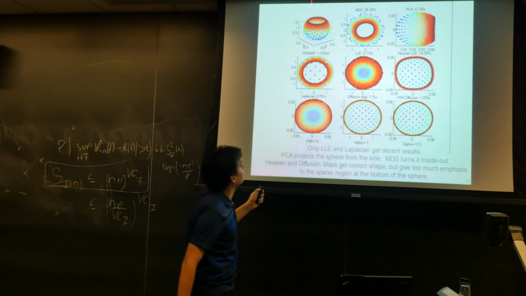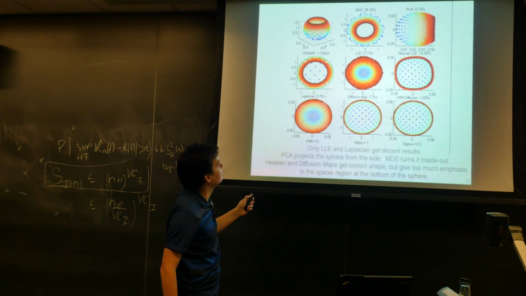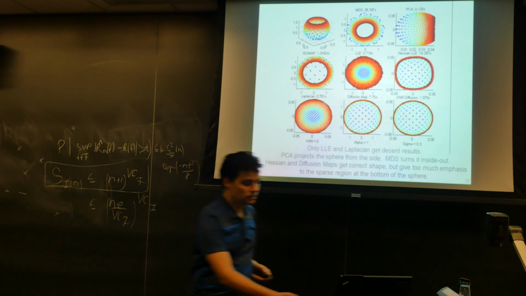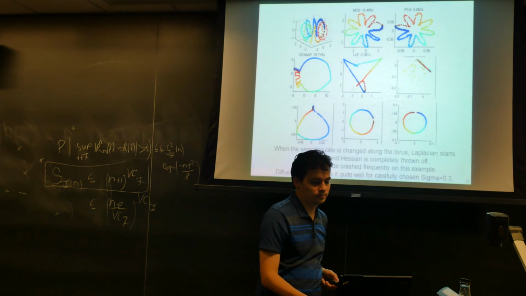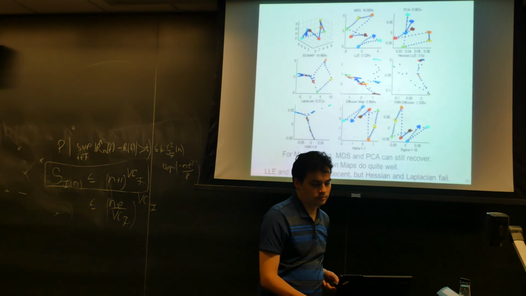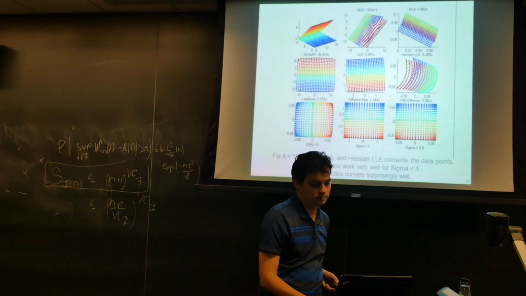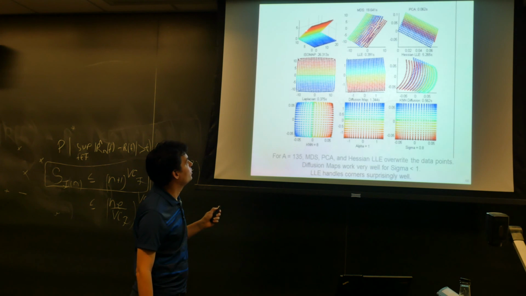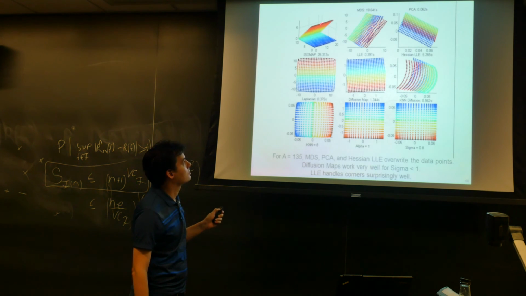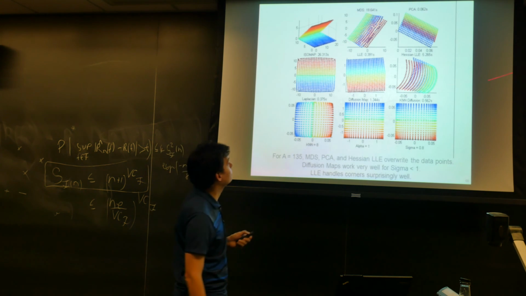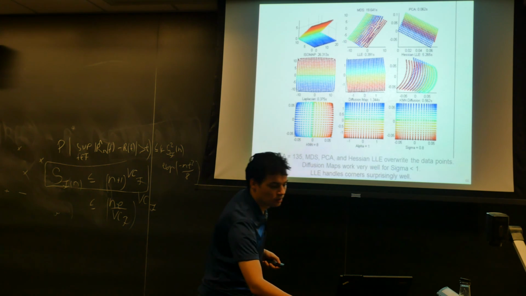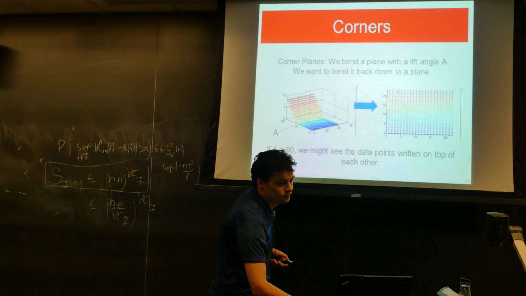You can see some other interesting data sets. So these are three-dimensional data sets, and these are the results with multidimensional scaling, PCA, isomap, LLE, Hessian LLE, and so on. These are, again, interesting data sets. So what happens if your data has corners, like this, which algorithm would work, which wouldn't work? You can see that multidimensional scaling failed in this case. PCA failed as well.